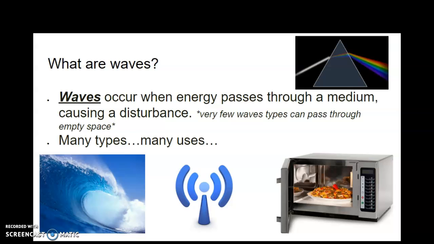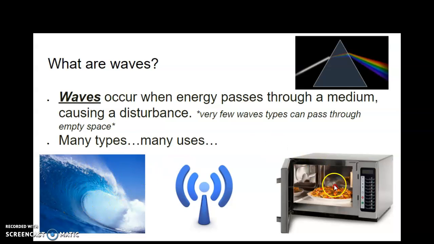So what are waves? Well, waves occur when energy passes through a medium, causing a disturbance. Now we will eventually get to talk about the types of waves that can pass through empty space. Only a few wave types can do that. But to start off here, let's just think about those types of waves that need a medium to pass through. That means they have to go through something like the water down here.